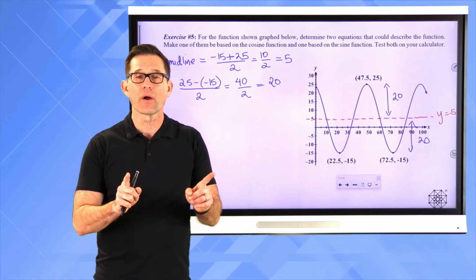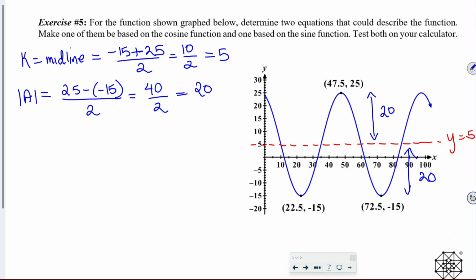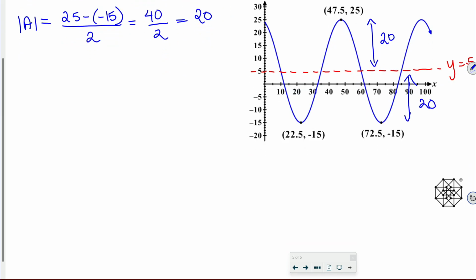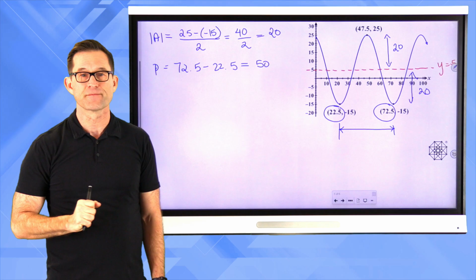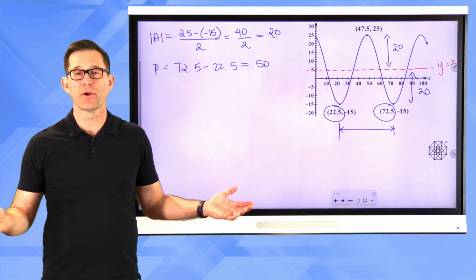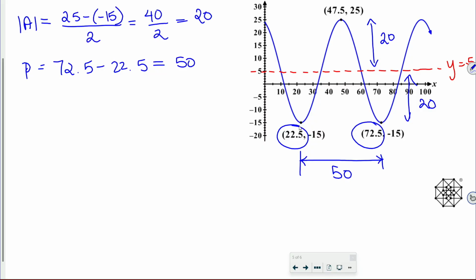Now, let's try to figure out our period, and from that, figure out our frequency. To me, probably the easiest way to figure out the period in this situation is to look at these two x values, all right? So I'm going to take those two x values, and I'm going to say that my period is going to be 72.5 minus 22.5, which happens to be exactly 50. All right? So my period is 50. Awesome. Right? I might even want to figure out what a quarter of my period is right now, but I think I'll leave that alone for the moment.